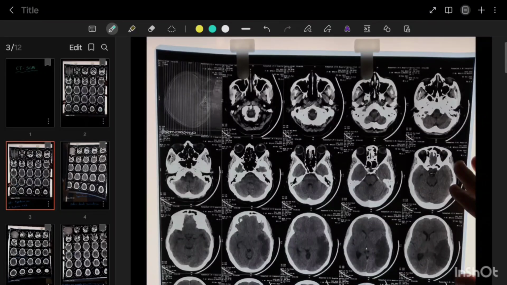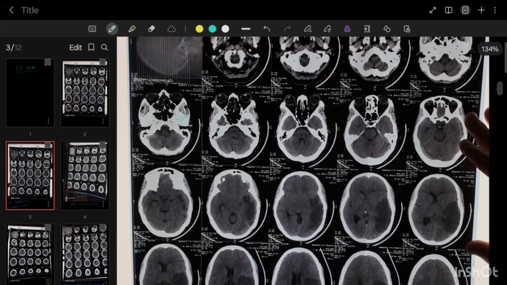At first you have to differentiate between the hypodense and hyperdense area. The plate is black, okay, and the whiter it is, the more hyperdense, and the blacker it is, the more hypodense. So these are the hyperdense areas and this is the hypodense area. The hyperdense area is mainly the skull bone, and this is the hypodense area.